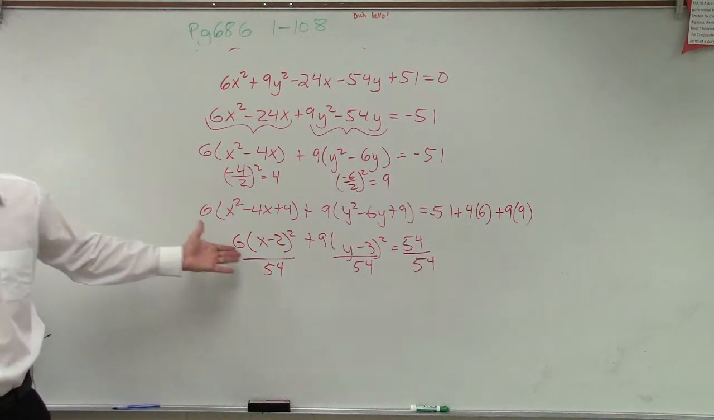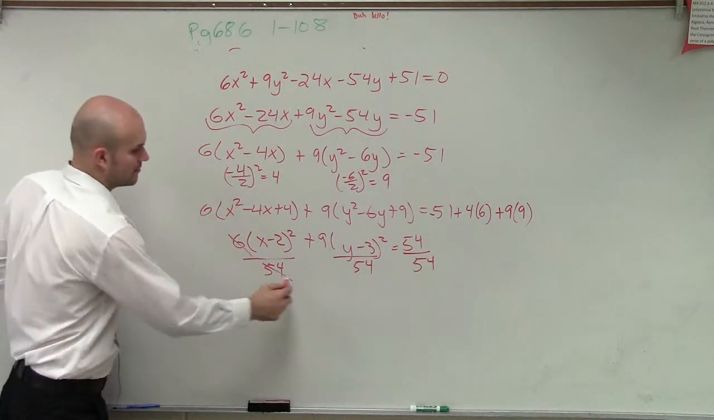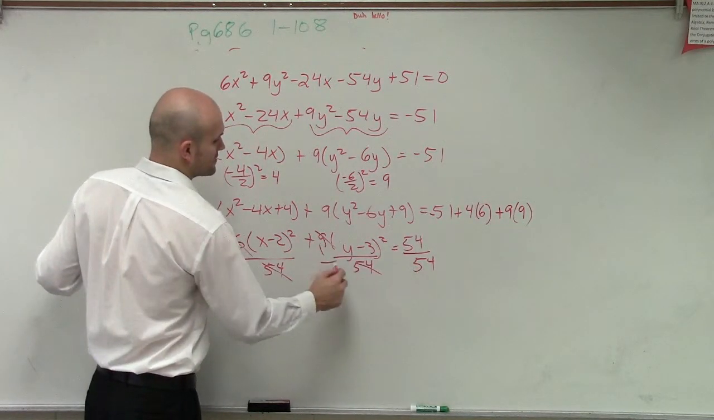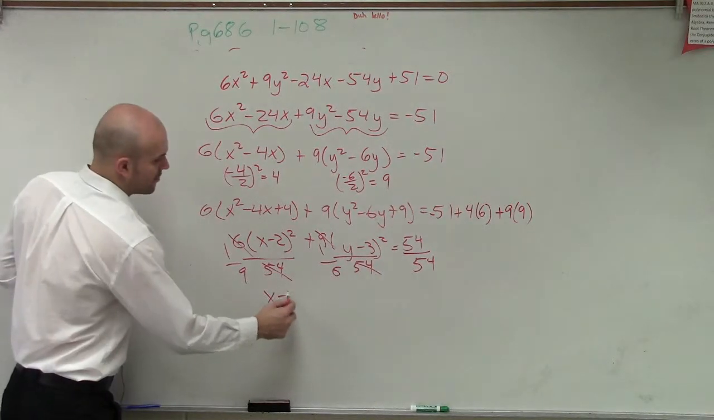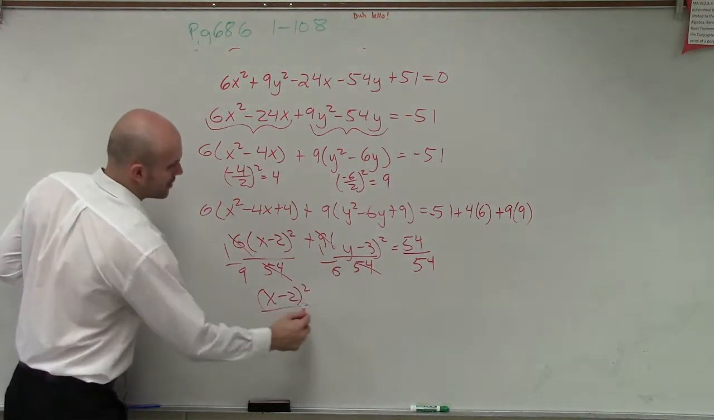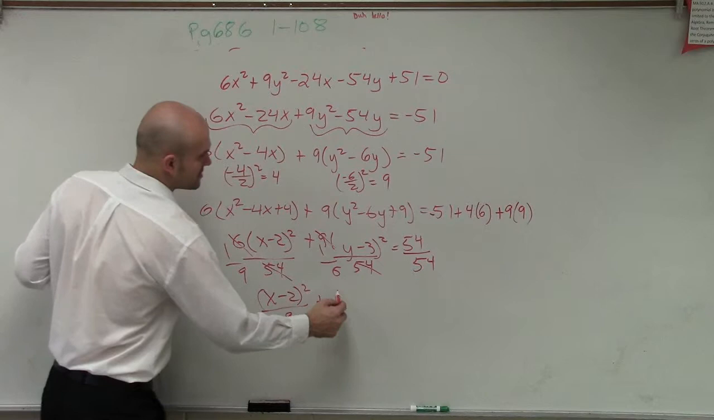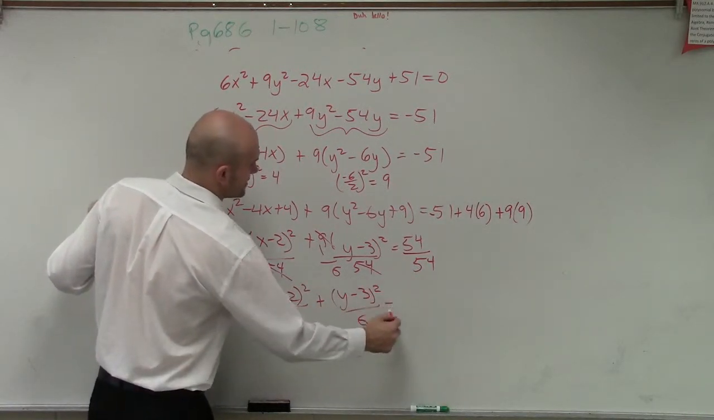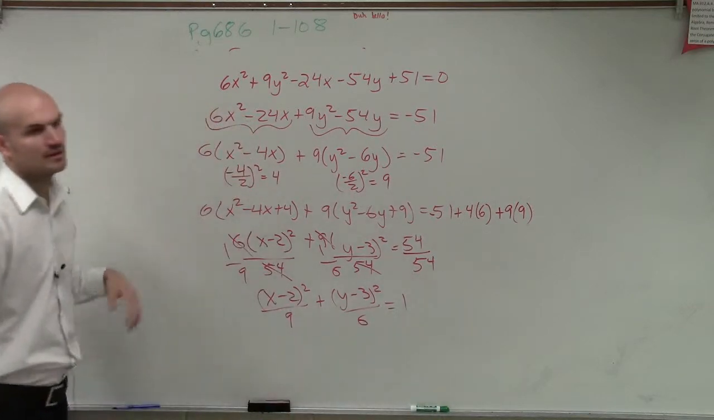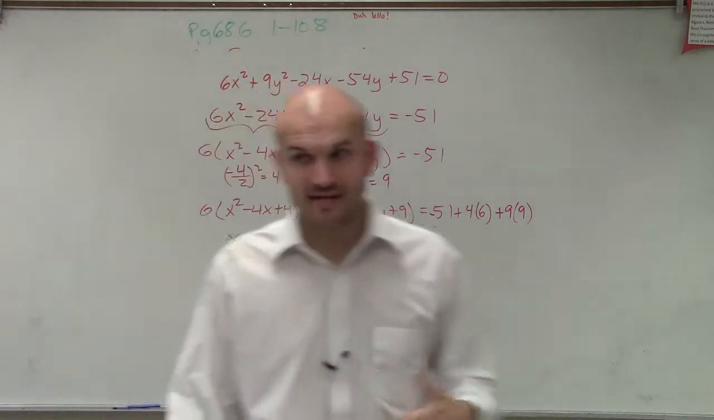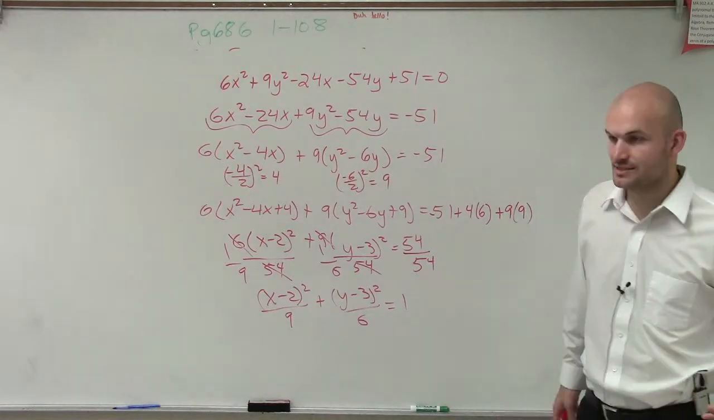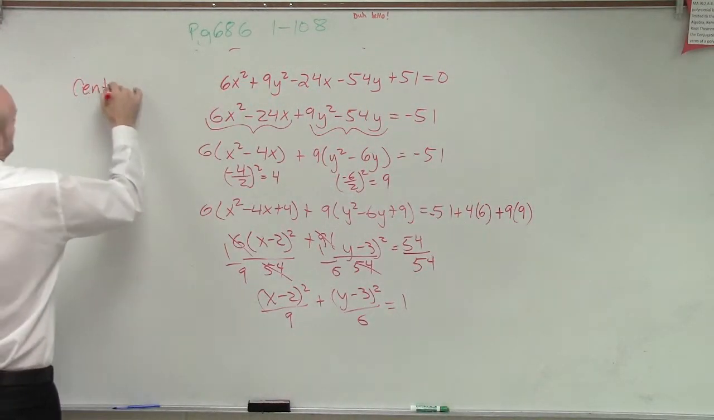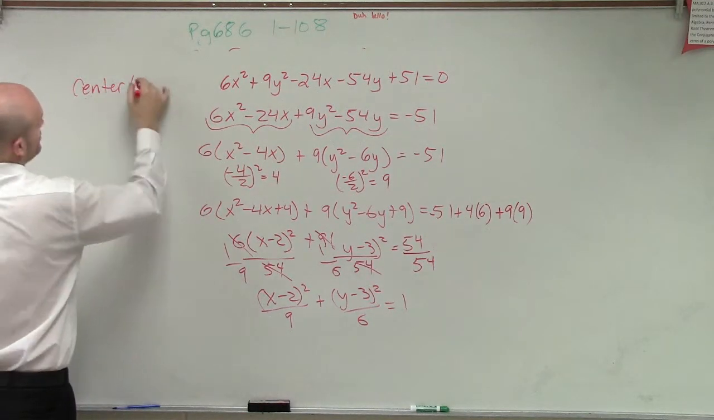Then I can simplify this. That reduces to 1 over 9. This reduces to 1 over 6. So therefore, my standard form is going to be x minus 2 squared over 9 plus y minus 3 squared over 6 equals 1. And now that I have it in that format, it is pretty easy to find the center. The center in this case is going to be 2, 3.